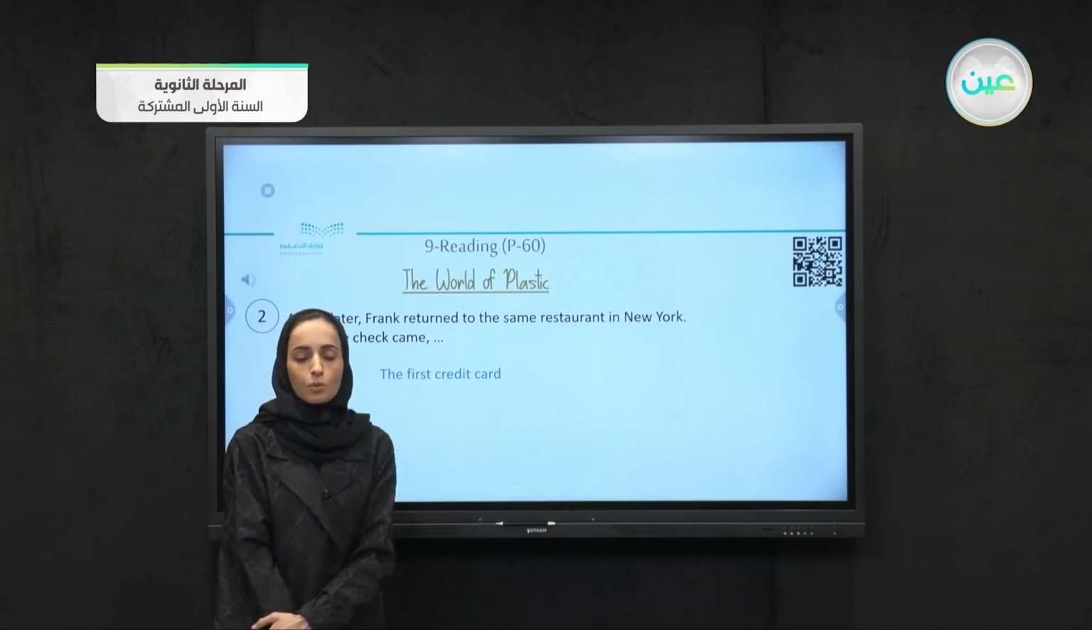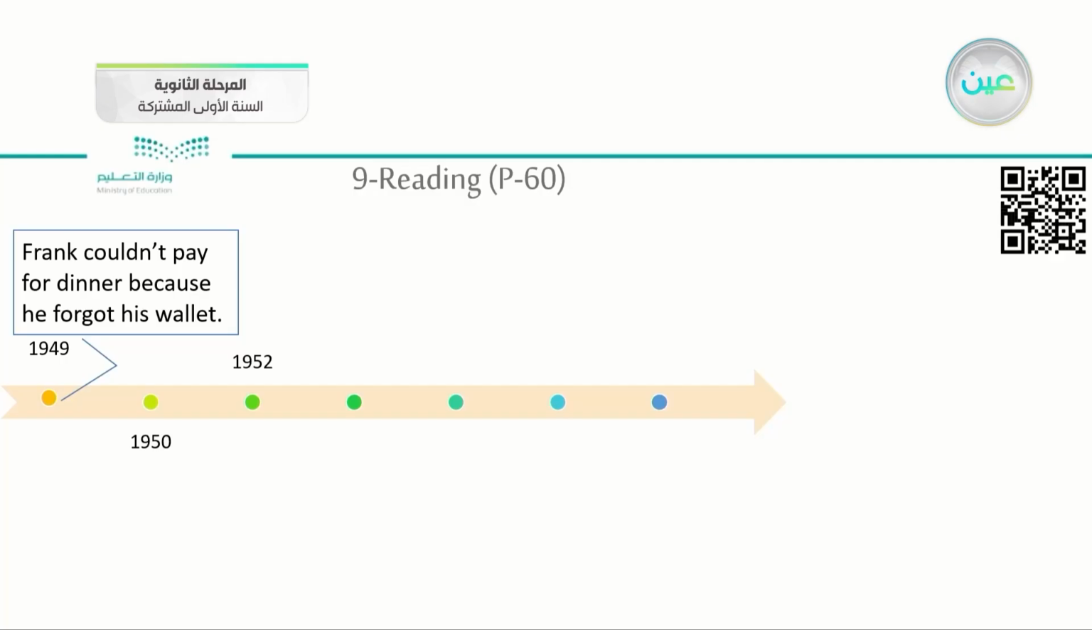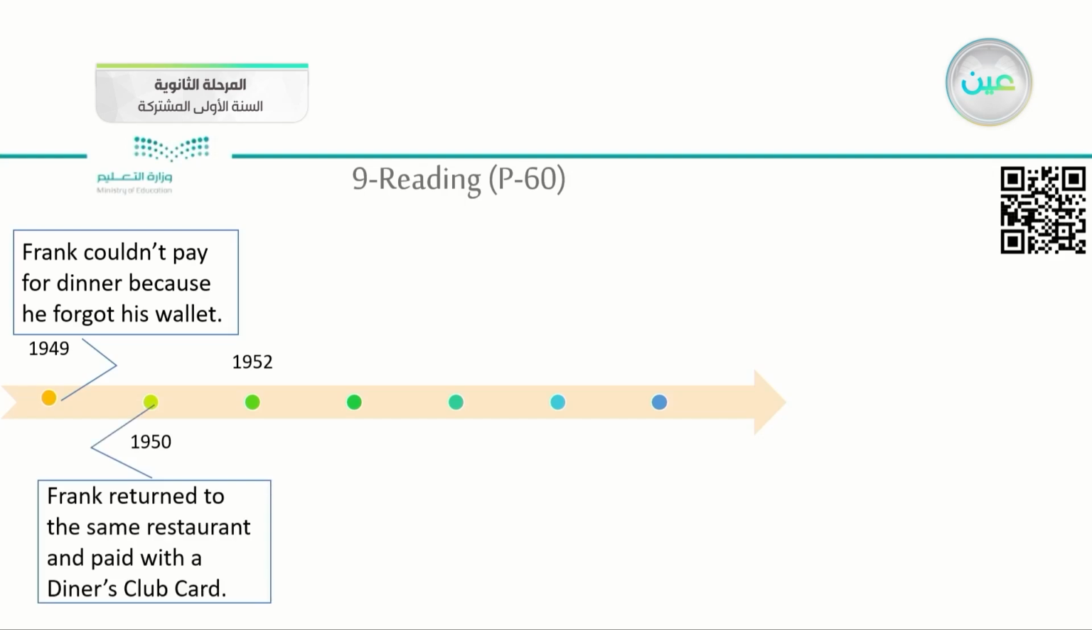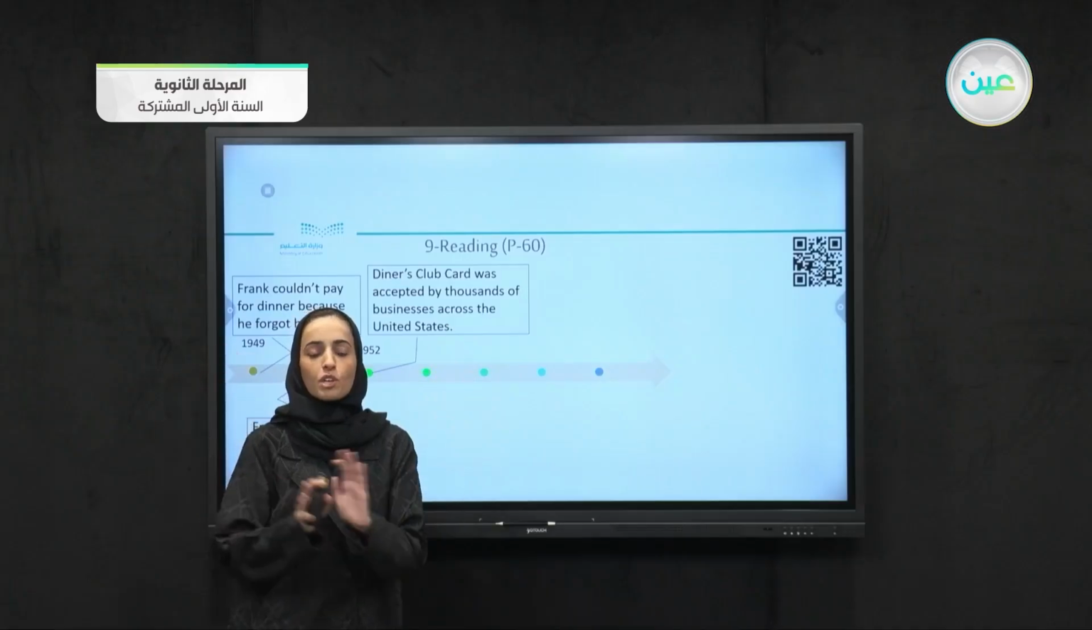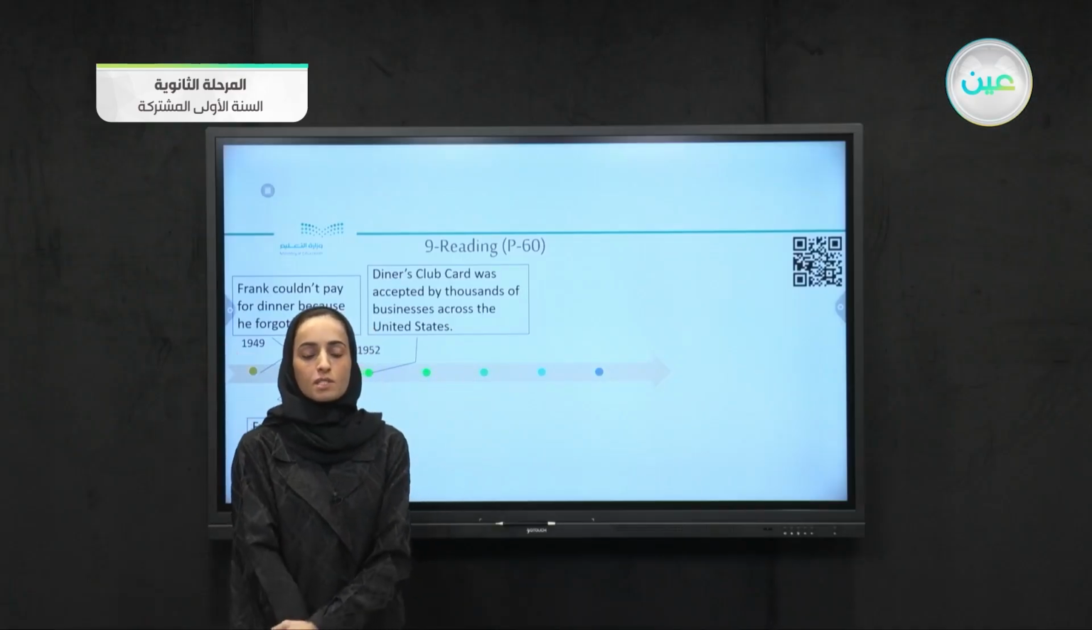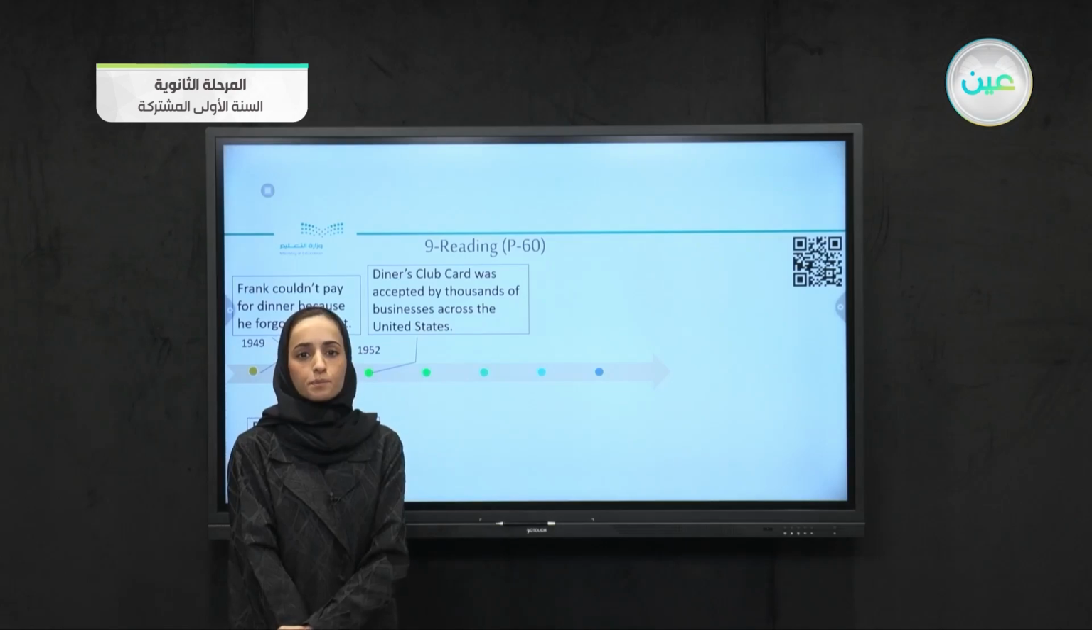What are the dates that were mentioned in here? We have mentioned 1950, a year later, Frank returned to the same restaurant and paid with a Diners Club card, the first use of the Diners Club card. 2 years later, 1952, the Diners Club card was accepted by thousands of businesses across the United States. So it spread all over the country in the United States within only 2 years.